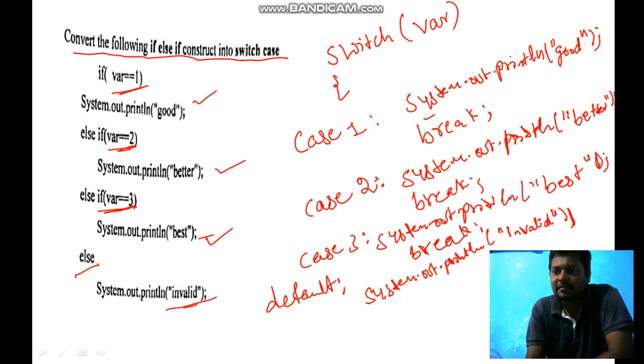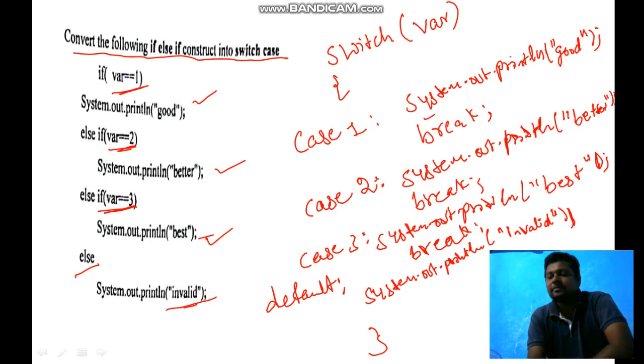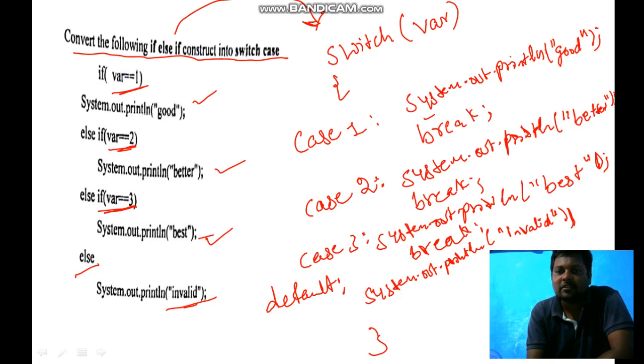Okay, and close this. For default, no need to write break. So this is converted: the if else if construct to a switch case. For example, here the variable value will be given anything. If the value 10 is given, you have to take case 10. If the value 100 is given, you have to take case 100. It will be the same as before in how it evaluates the condition. It will just compare the value and check whether both are the same or not.